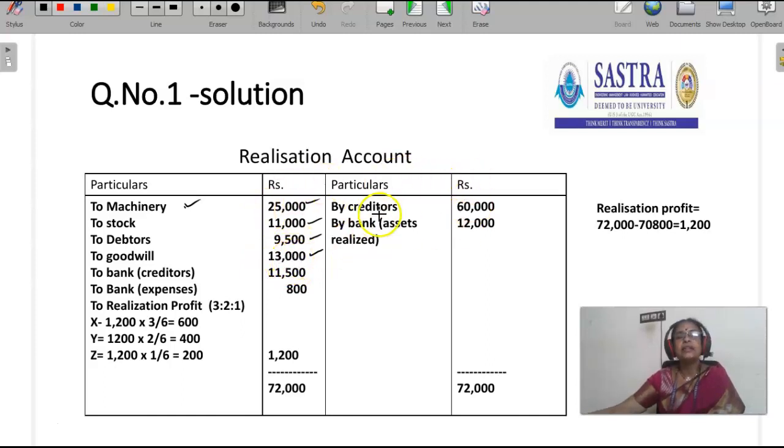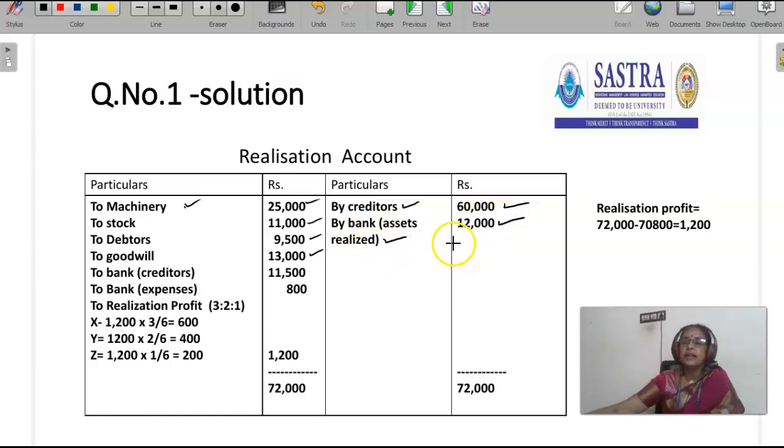Like that, we have to transfer the liability. We have only one liability in the book, that is creditors, that has to be transferred. So, by creditors 60,000. So, we have transferred all the assets and liabilities to the realization account. Then, the next step, we have to see for how much the assets are realized. That should be transferred here. By bank, assets realized. The assets are sold at the value of rupees 12,000.